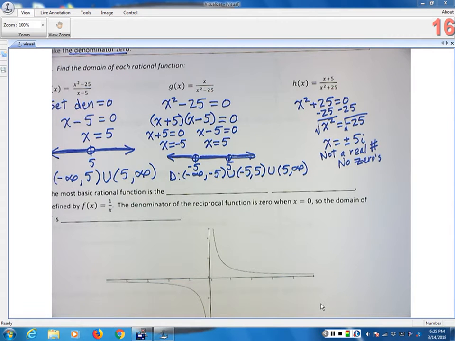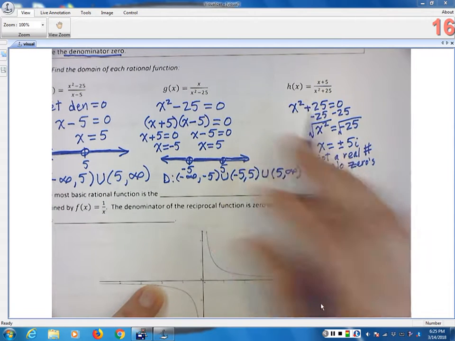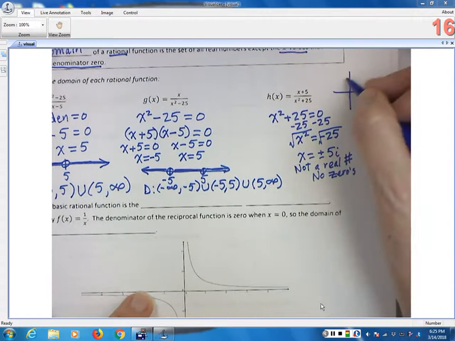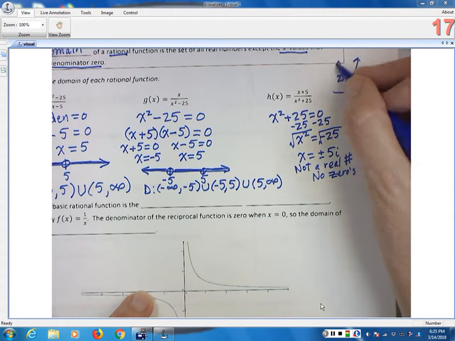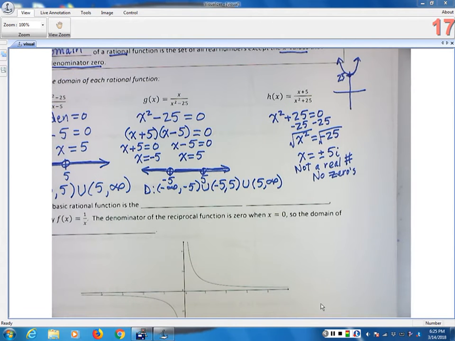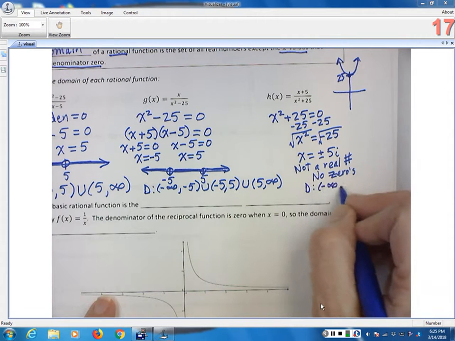And here's what the denominator looks like if you graph it. Here's the x squared plus 25. 25 is up here. It's a parabola opening upward. It doesn't cross the x-axis. It can never be 0. So there's no restrictions, so the domain is minus infinity to infinity.